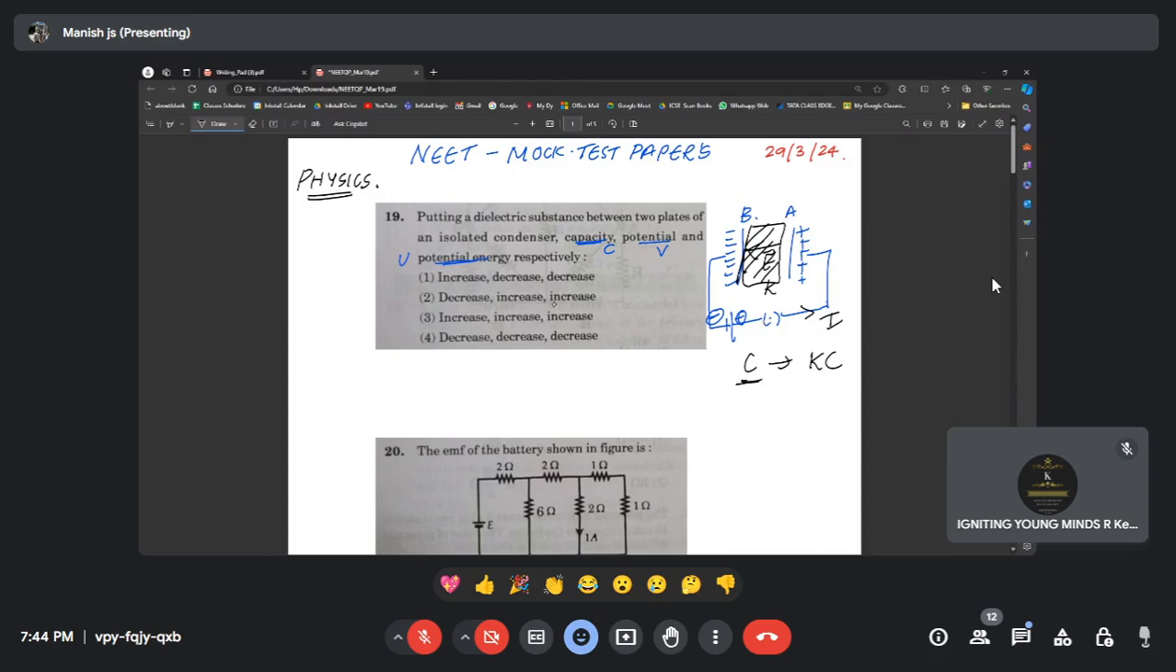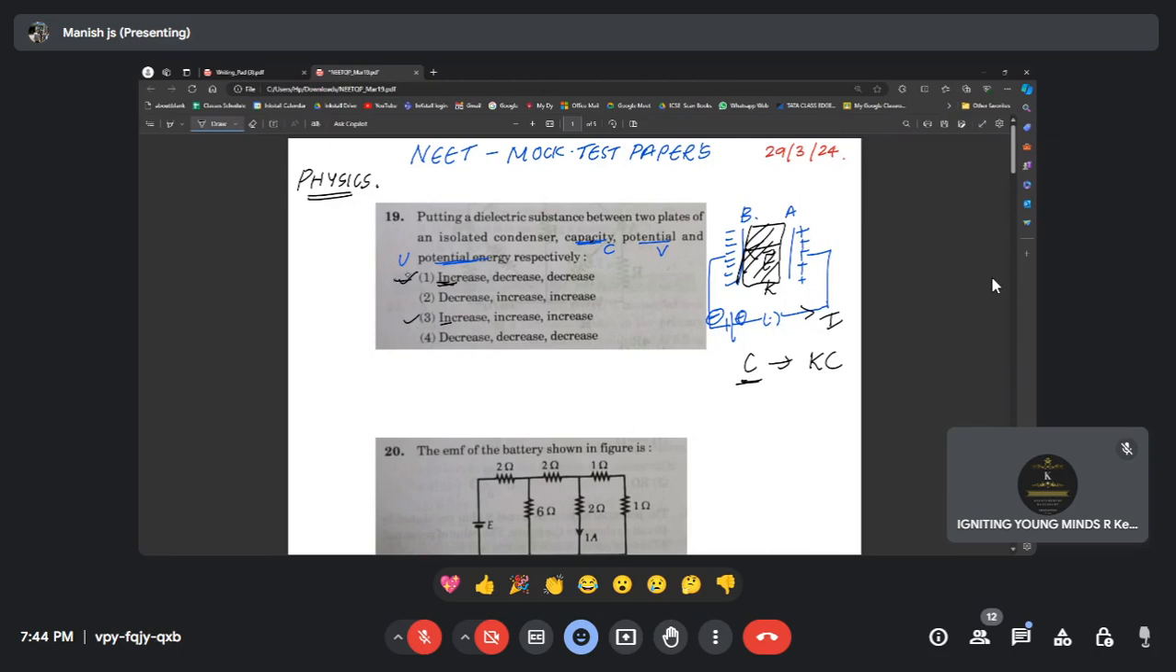Now we will go by the method of elimination. Whenever you have options which are closely related, it is better to go with the method of elimination. So here you look at the options very closely. In which options are they telling that capacity is increasing? Let us eliminate the wrong ones. Option 1 says increase, so this is correct. Option 3 is also telling you increase, so this is also fine. As of now it is okay.